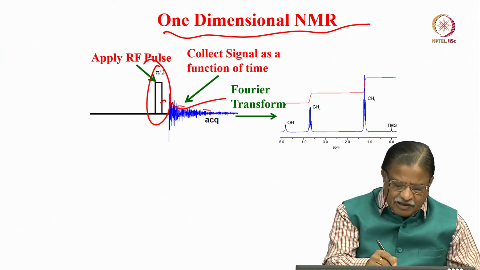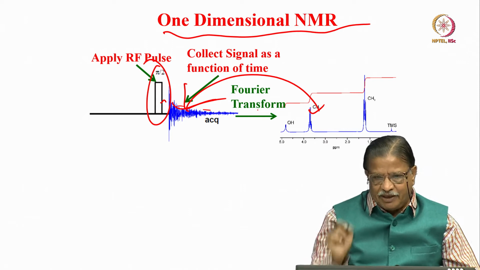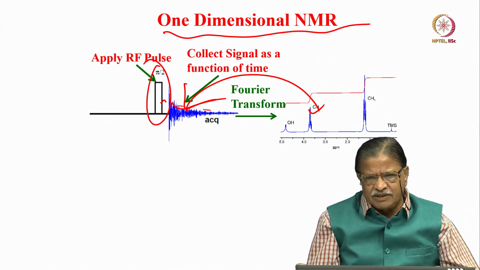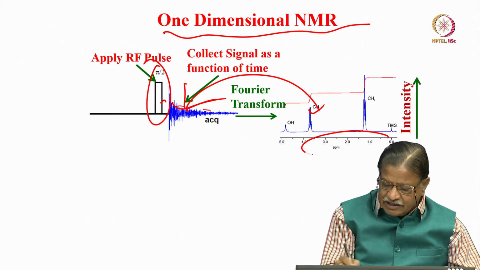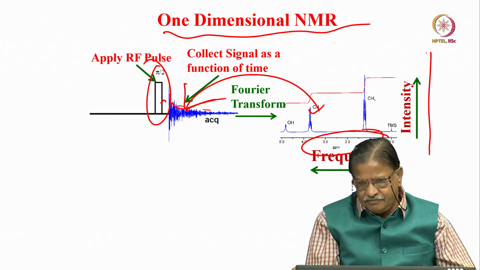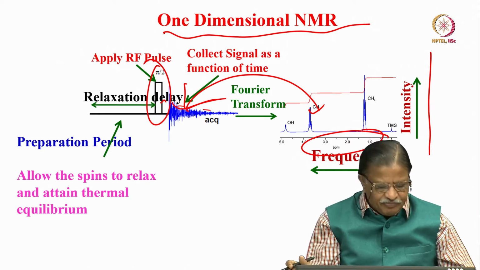So what essentially it means is that the time domain signal will be converted to a frequency domain signal. This is what we discussed when we discussed Fourier series, Fourier transform, etc. And in this one dimensional spectrum, there is chemical shift along this axis or frequency and the intensity along this axis. But still it is called a one dimensional spectrum. Why, I am going to tell you later.